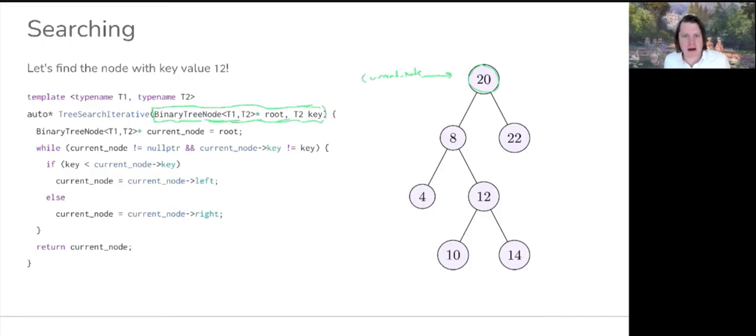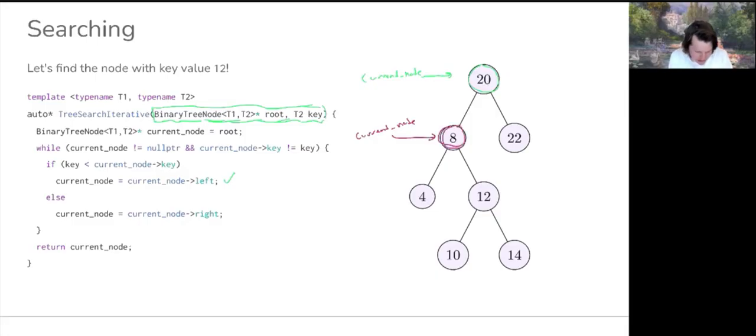We look at the while conditional. The current node is not equal to null pointer, and the current node's key, 20, is not equal to 12. So in that case, the statement's true, and we're jumping into the body. If the key is less than the current node's key, so 12 is less than 20, we're going to move left. Otherwise, we'll move right. In this case, the key that we're looking for is less than the current node's key, so we're moving left. So here we are, we've now updated that current node pointer to point to the node with the key value of 8.